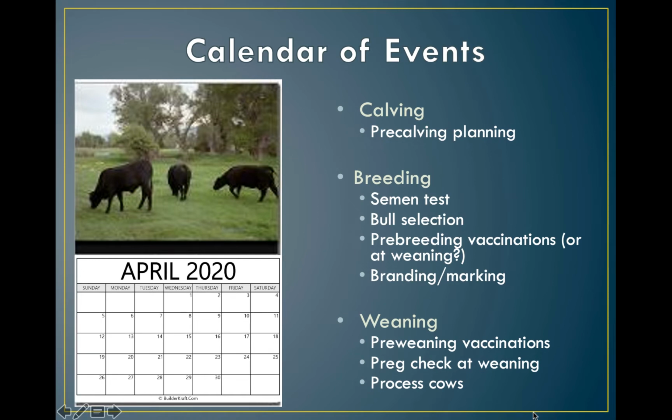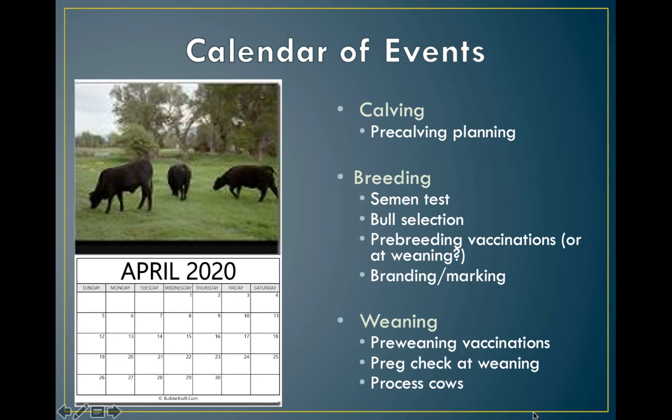From there, you can start to think about when breeding will take place and all of those sub-events that go in with breeding. When does semen testing need to happen? When do you need to purchase and select your bulls? When do pre-breeding vaccinations need to take place? And when are you branding or earmarking your calves?